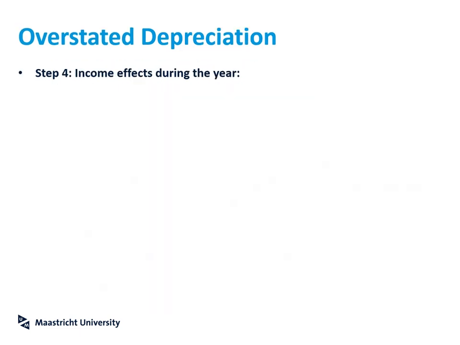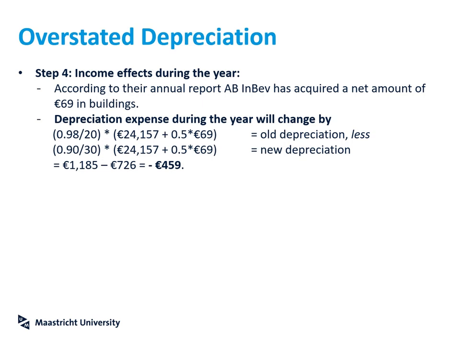And then there is one more thing that we need to adjust. So in step 3, we've looked at the adjustments that we need to make to the beginning balance sheet. Then what's left to do is to take into account the effects that we now have during the year and to go from the beginning balance sheet adjustment to the ending balance sheet adjustment. And one thing that we would need to know for this is the amount of buildings that was acquired during the year. Because also on everything that was acquired during the year, we want to incorporate this new assumption. And in their annual report, InBev states that they acquired 69 in buildings.